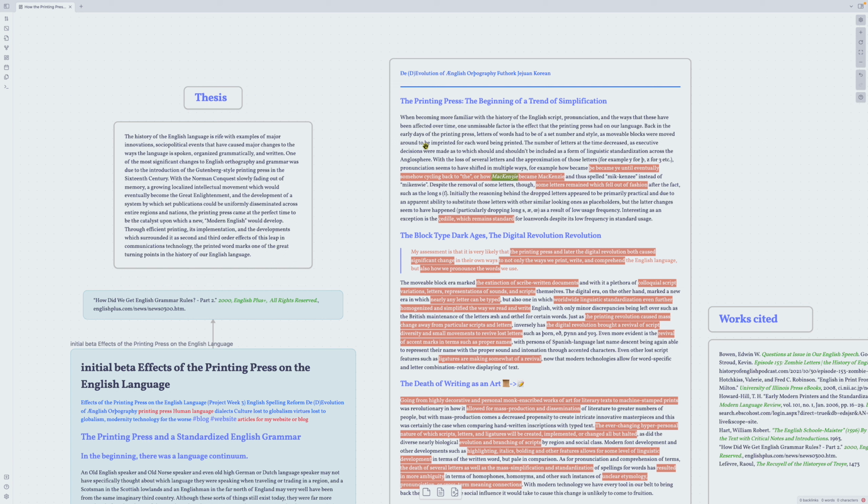I assess the effects of the printing press on the English language to be very big, especially due to those three main points: letters, grammar, and orthography. Just getting into it.